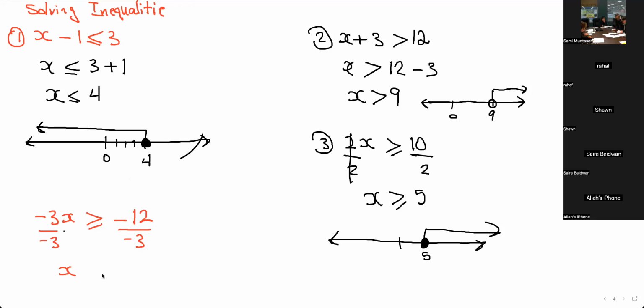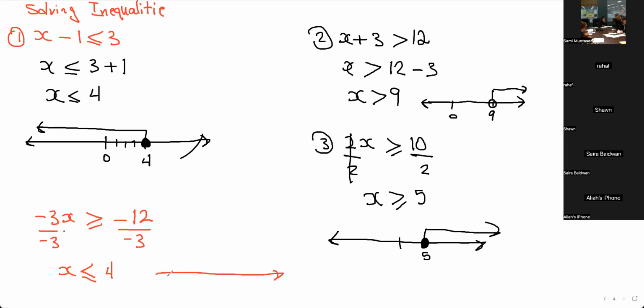Oh, sorry, let me revise, okay? When we divide by a negative number and we're dealing with inequalities, if you're dividing both sides by a negative number, this inequality sign flips. So instead of greater than, it becomes less than or equal to 4. So this is the only time that the inequality sign flips, if you're dividing by a negative number, like what we did here. So this becomes x is less than or equal to 4 instead of greater than or equal to.